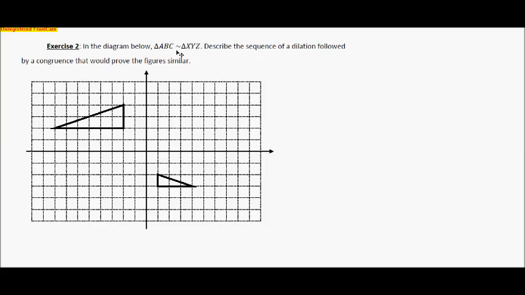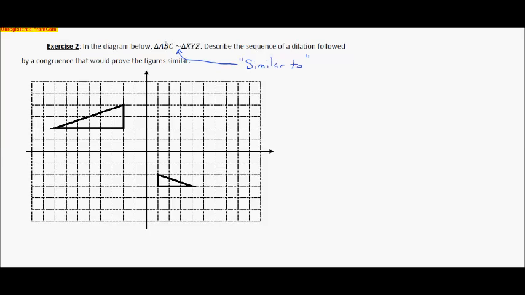Alright, another little piece of notation is this little squiggly right here, and this simply means similar to. Okay, so whenever you run into this symbol, you just want to substitute in the word similar, or the words similar to. Alright, so I would read this as triangle ABC is similar to triangle XYZ.